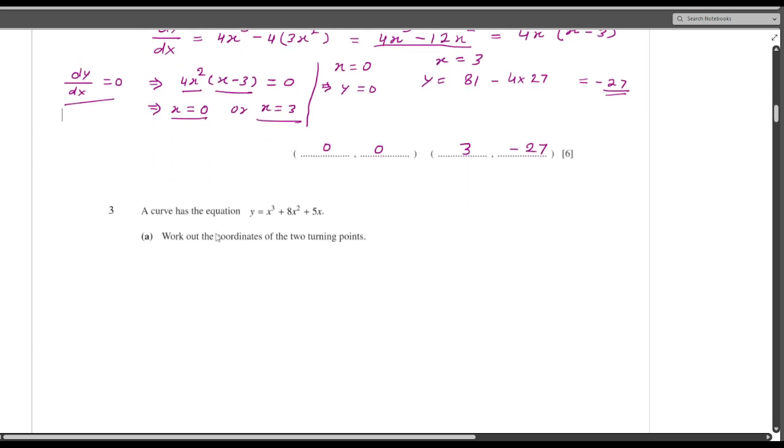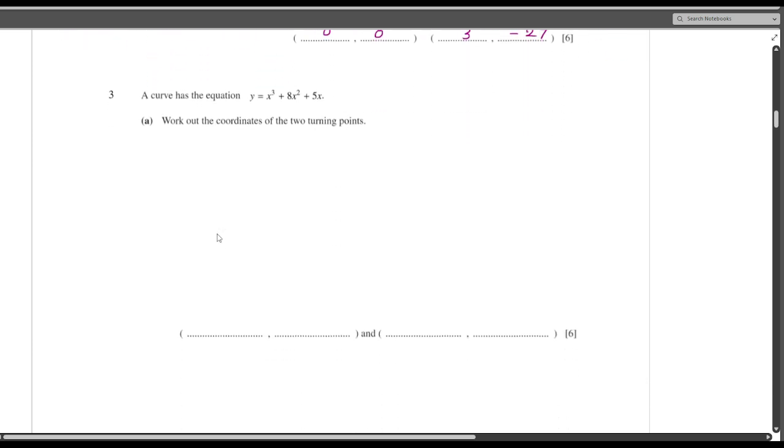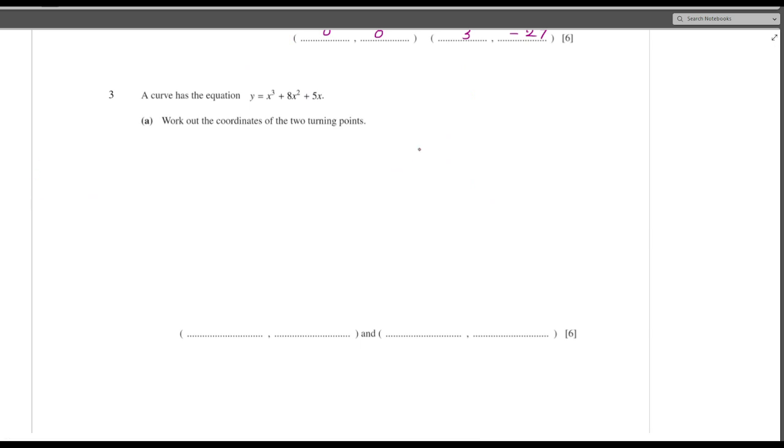Okay, now third question. A curve has equation y equals x cubed plus 8x squared plus 5x. Work out the coordinates of the two turning points. Again the same kind of question. Now you can pause here and try to solve the question yourself. Hope you have solved. Now let us see.